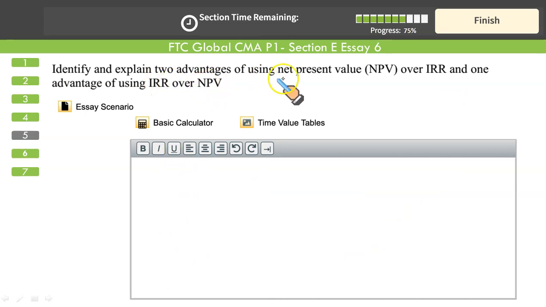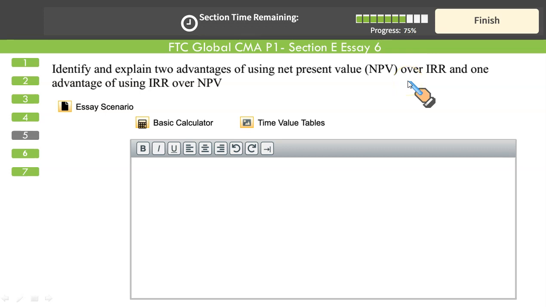Identify and explain 2 advantages of using NPV over IRR and 1 advantage of using IRR over NPV. NPV, first you need to give 2 advantages of NPV. NPV is a more sophisticated investment evaluation tool. It considers the absolute increase in the shareholders' wealth by calculating the NPV in absolute dollar amount, right? Whereas IRR is a single percentage rate.